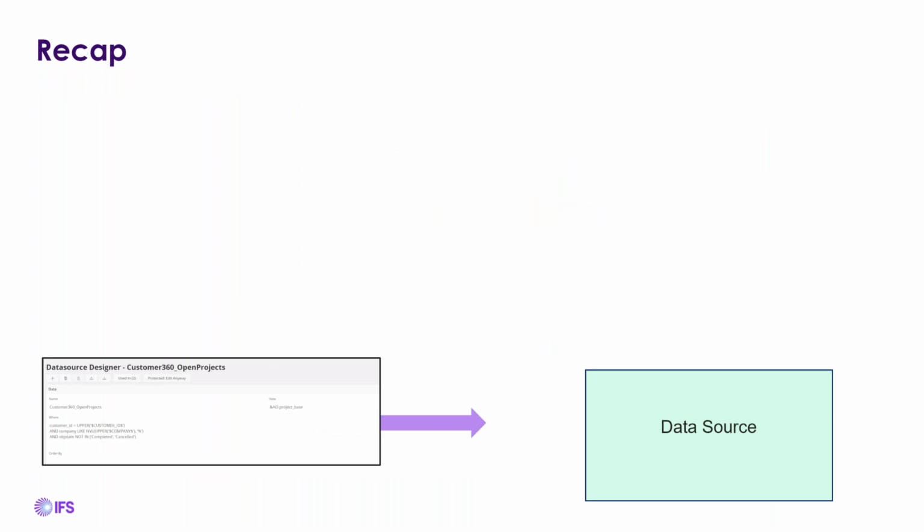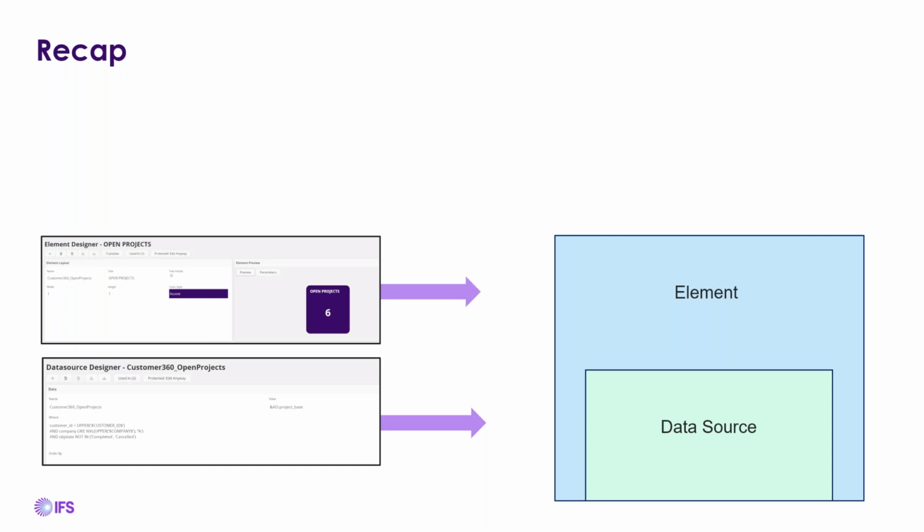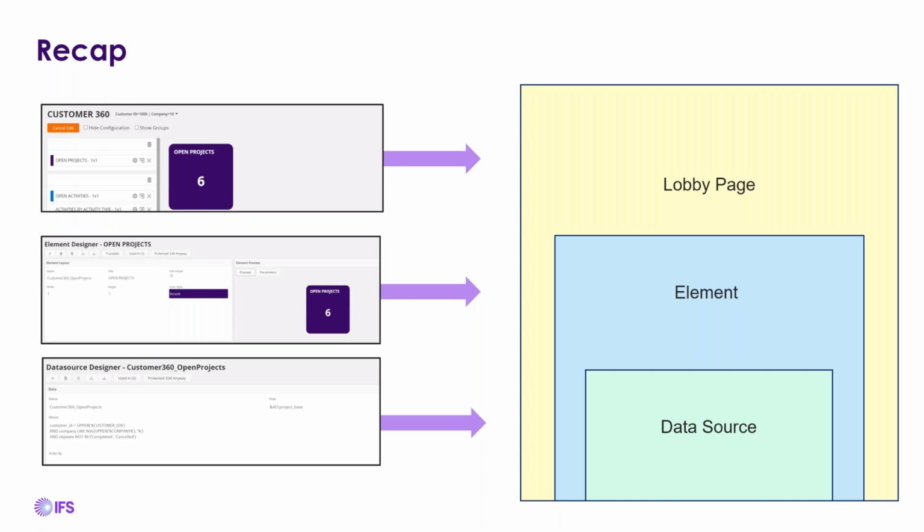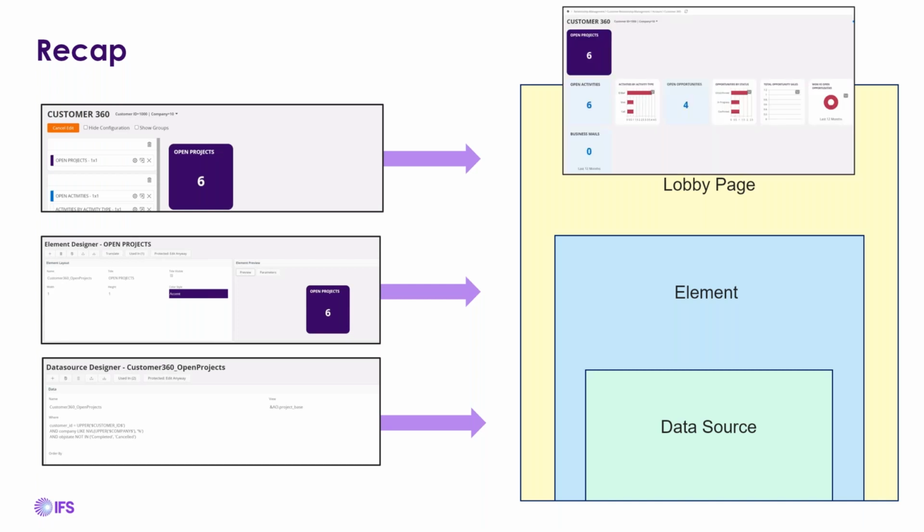Now let's have a quick recap. First, we use Data Source Designer to create a data source. Secondly, we use Element Designer to create the element based on the data source. Thirdly, we use elements to create a lobby page via Lobby Page Designer. Finally, we get to see this output. So this is how lobbies are organized.